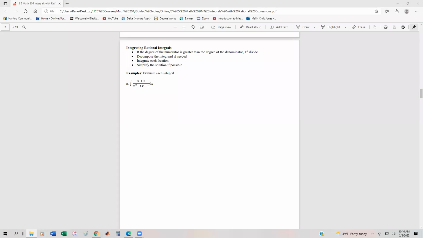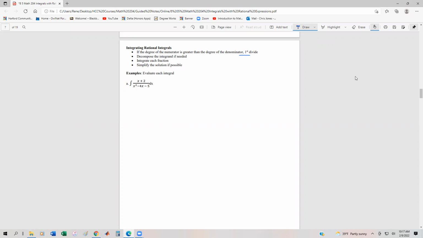So when we talk about being able to integrate these rational integrals, a few things that we should consider as a process. And this is keeping in mind that we have partial fractions, we have long division. So a process to go through is, first of all, if the degree of the numerator is greater than the degree of the denominator, do your long division first. All right. Then that's when you want to go through and do the decomposition.